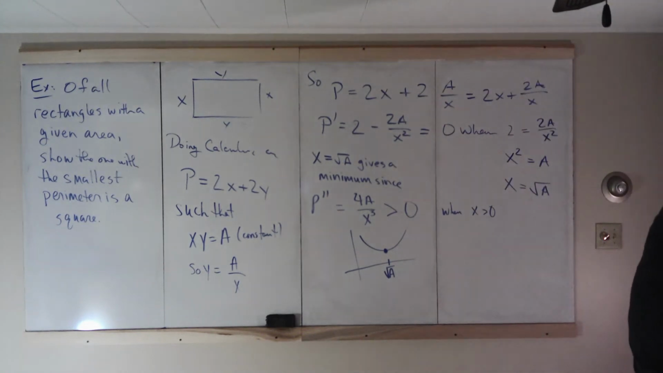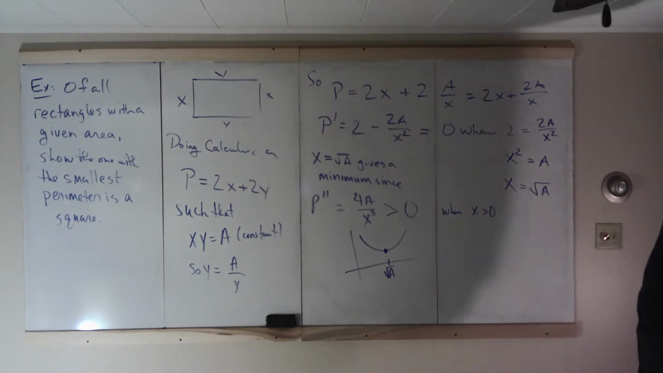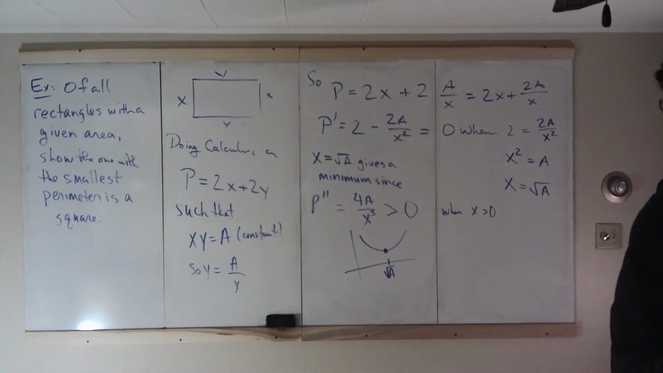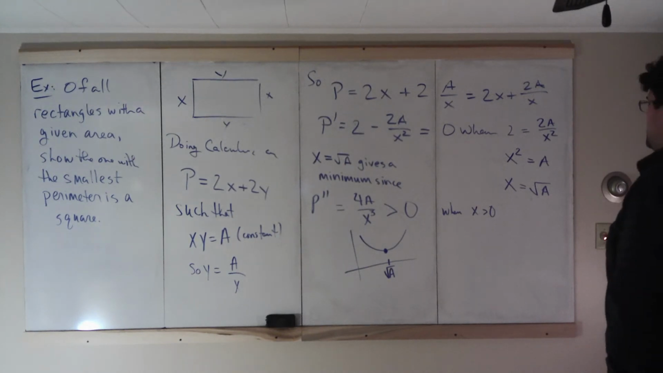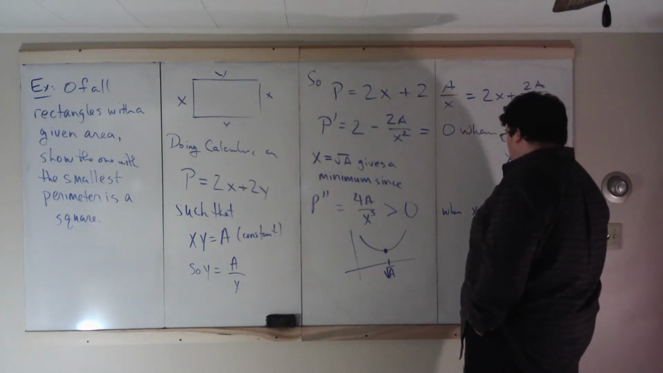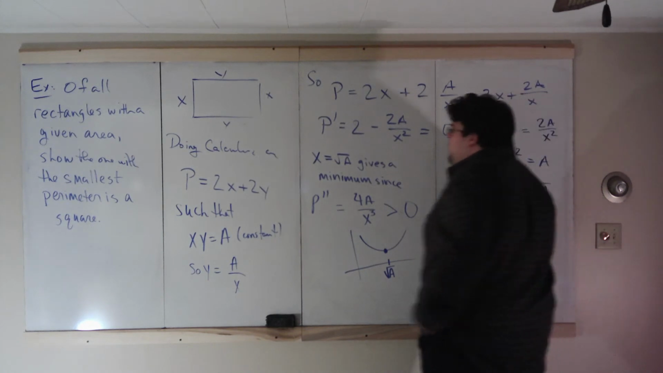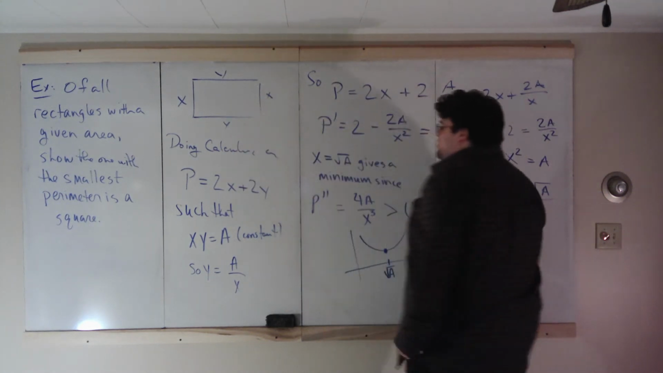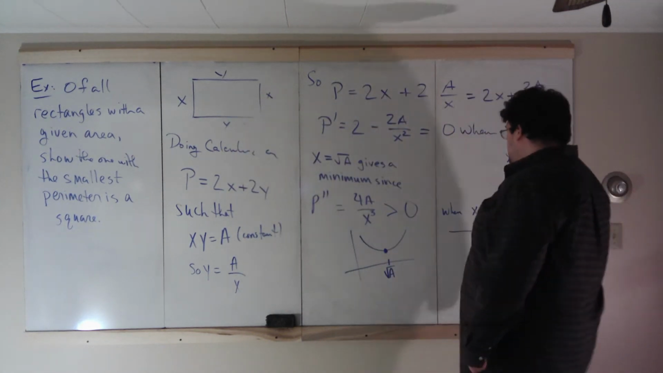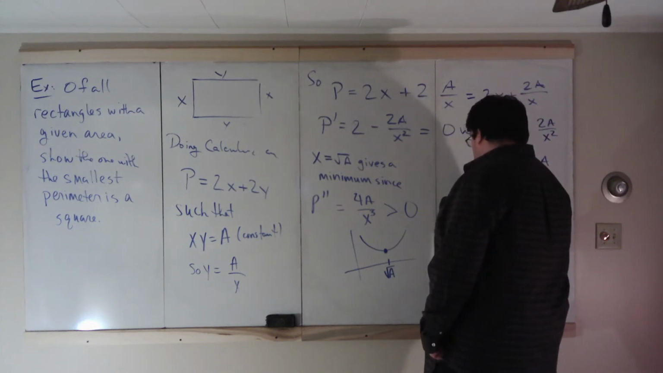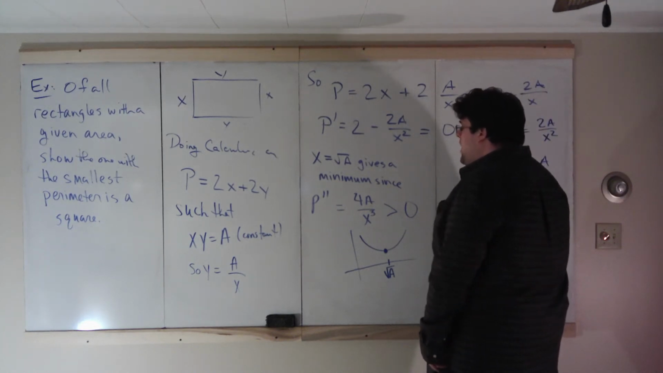And does this answer the question? Well, I don't think it clearly answers the question. We want to conclude the one with the smallest perimeter is a square. Why does this tell us it's a square? We've shown this gives the smallest perimeter. Why does this tell us it gives us a square? When is this a square? It's a square when x equals y. I don't see x equals y anywhere here.